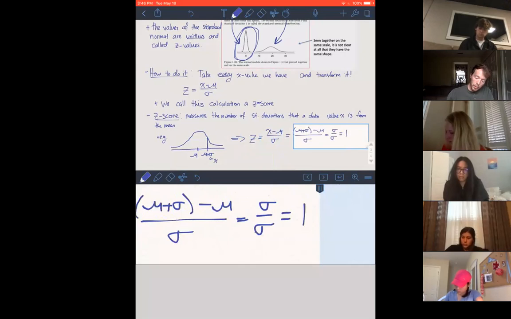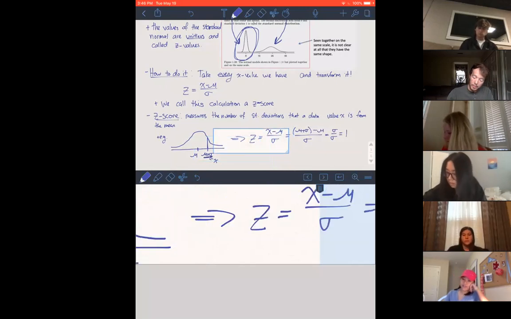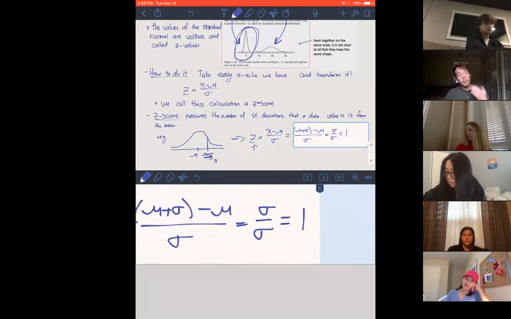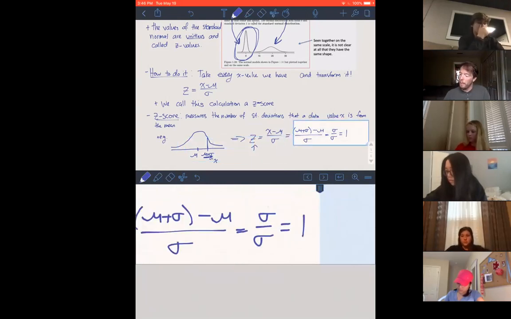So note, this point we know is exactly one standard deviation above the mean. And if I were to stick it into my z-score formula, it would spit out 1, which is what I said it was. The z-score is the number of standard deviations away from the mean that a given value is. And of course, this is one standard deviation of the mean, so our z-score came out as 1. So it checks out.